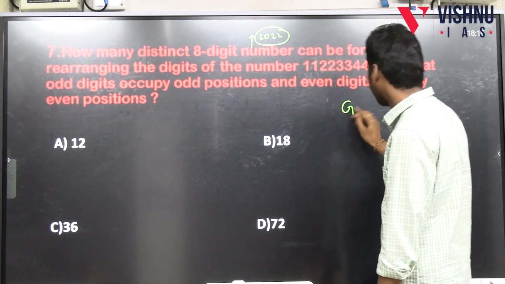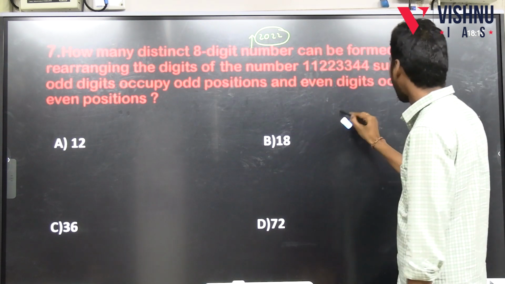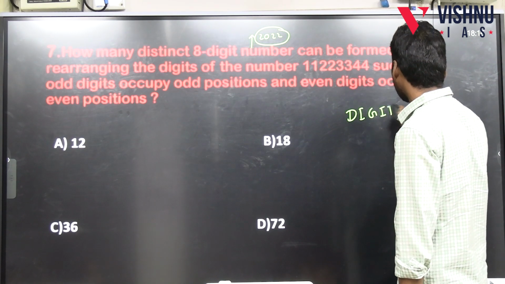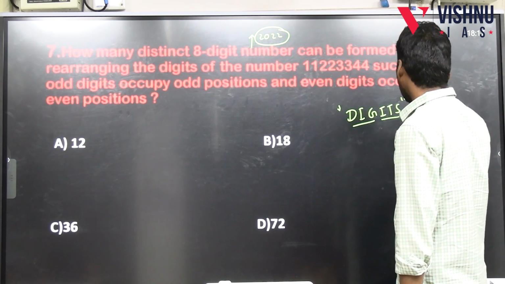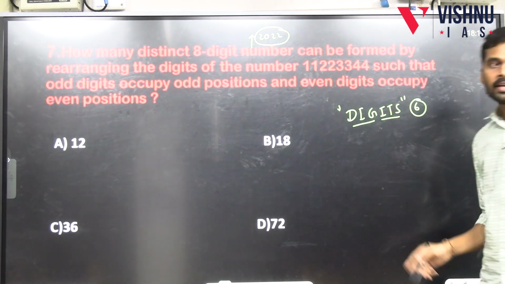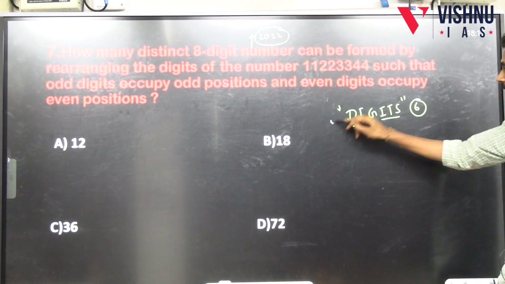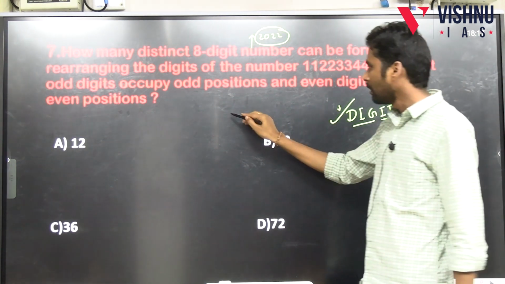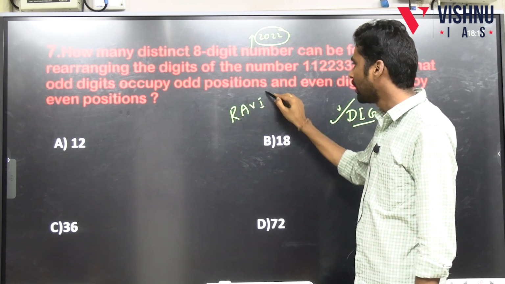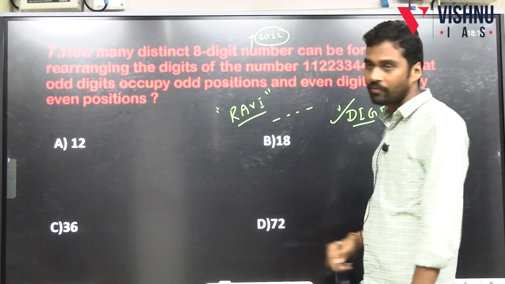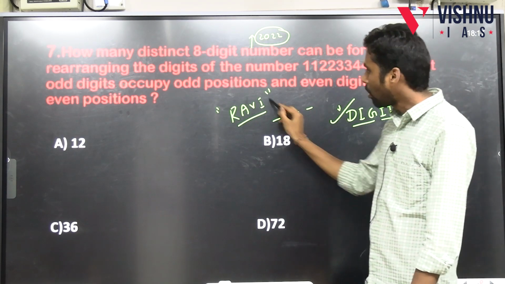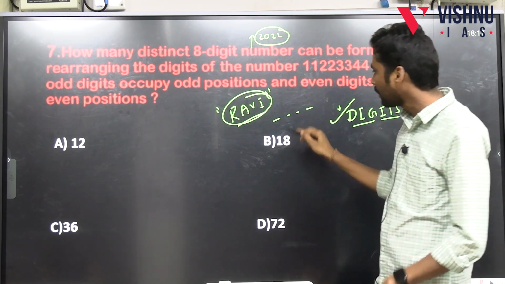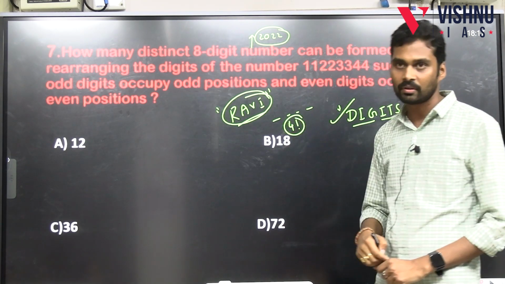If there is a word like digits, the word is digits. How many letters are there? 6 letters. How many 6-letter words can be formed by using all the letters of the word digits? Generally, if all the letters are different, for example the word Ravi, how many 4-letter words can be formed by using all the letters of the word Ravi? All letters are different, right? Then we write it as 4P4. Arrangement means 4P4, or else we can write it directly as 4 factorial.